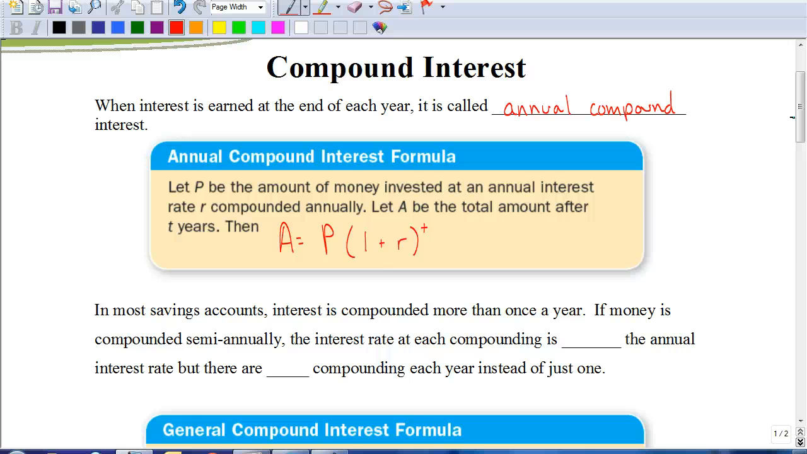Where P in this situation represents principal. Now principal represents the amount of money invested, or if you're borrowing money from the bank to purchase a house or to purchase a car, that would be your principal. So it's the original dollar amount. Where R is your rate, whatever the interest rate is, and T is going to be the time in years.